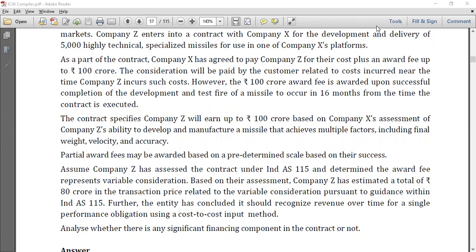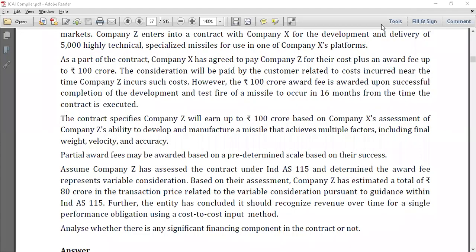However, the 100 crore award fee is awarded upon the successful completion of the development and test fire of the missile, which should be completed within 16 months. This is an incentive to company Z to produce high functioning missiles. The contract specifies that company Z will earn up to 100 crores based on company X's assessment. Company X is an original equipment manufacturer.